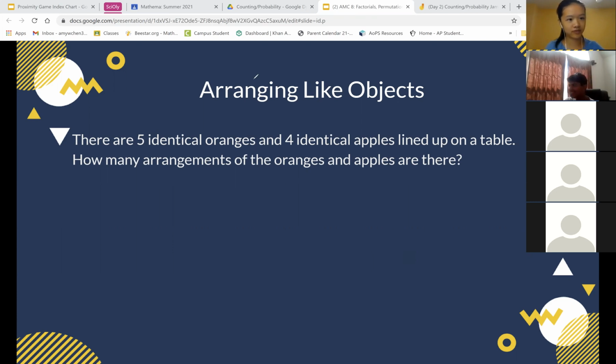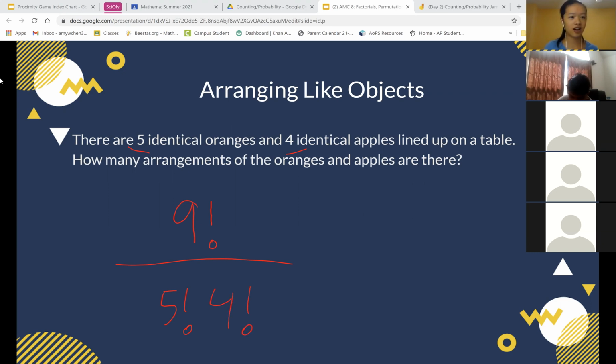Okay, so let's do this. Think about these like letters. If you think of them like letters, how many total letters would there be? Well, there's 5 oranges, 4 apples, so there'd be a total of 9 letters, right? So if you think of this as some kind of weird word where there's 5 letters the same and then 4 letters that are the same, then you do 9 factorial, because that's how you arrange the letters if there's no repeated letters, and then you divide by 5 factorial times 4 factorial.